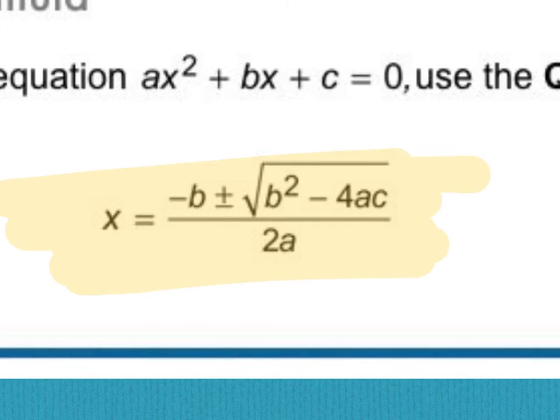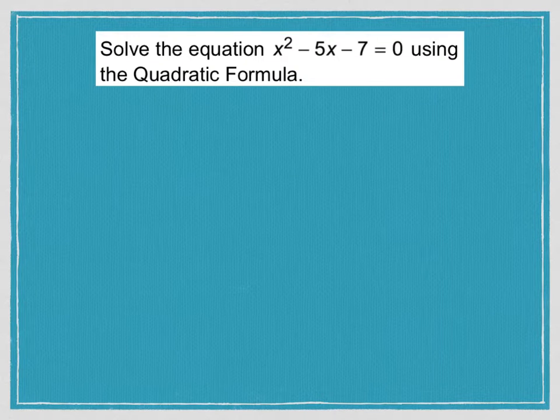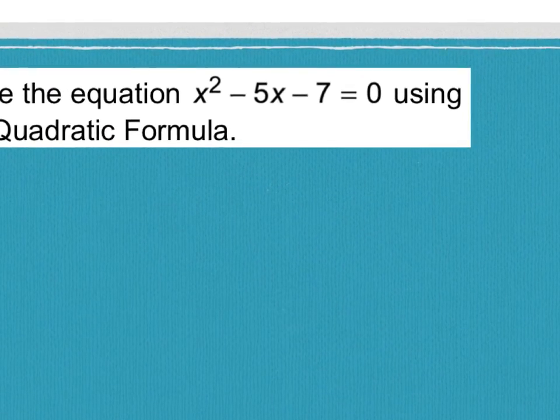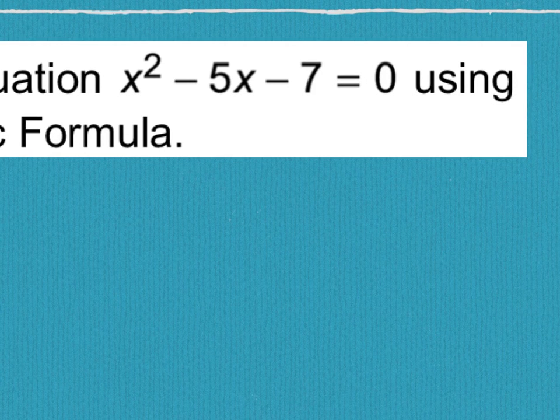So again, we get our a from the number in front of the x squared, our b from the number in front of our x, and the c from the number that has no x in our equation. So we have to solve the equation using the quadratic formula. What did we say the quadratic formula is?